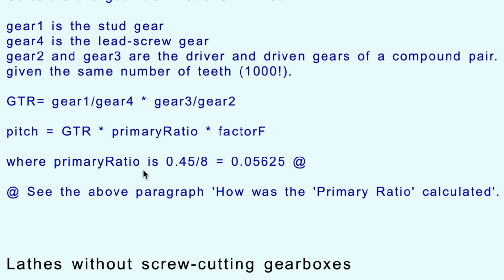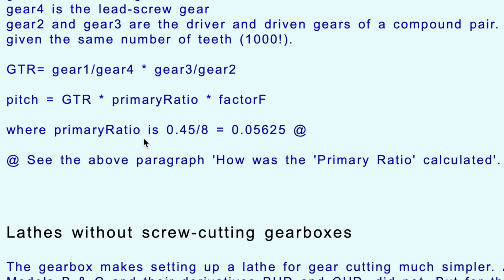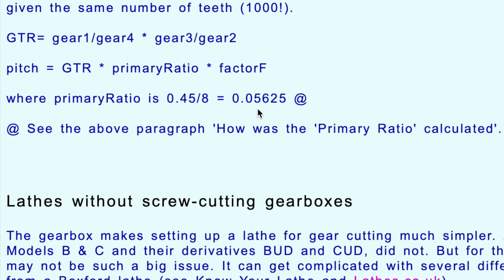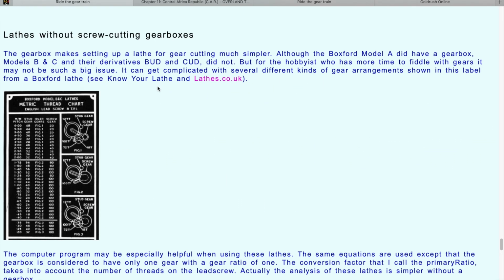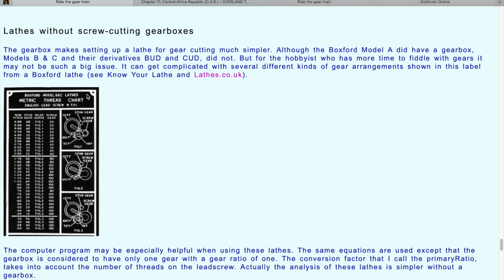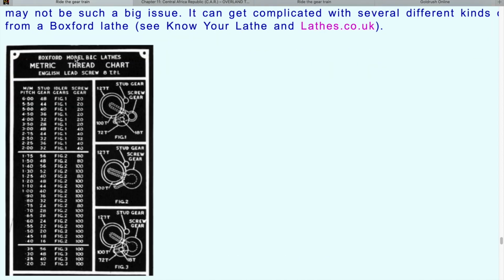The primary ratio, involving the fact that things are inverted, comes out to 0.05625. Interestingly, this is a label from the side of one of the Boxford Model B and C lathes. Well, they're the ones that don't have gearboxes, so then it gets much more complicated. You can see all these complex gear systems they're using.